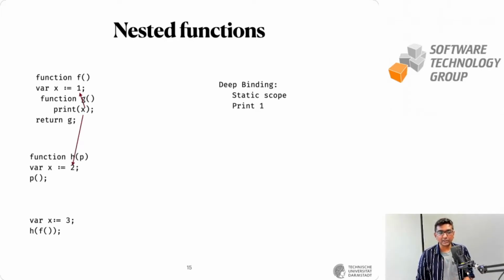The other variant is to use a shallow binding. Shallow binding uses the invocation point, or where it is invoked. In this context, h of p is the function that invokes g at this point. So it would use the value at that point, which means it would print x. Versions of Lisp use this variant of binding.